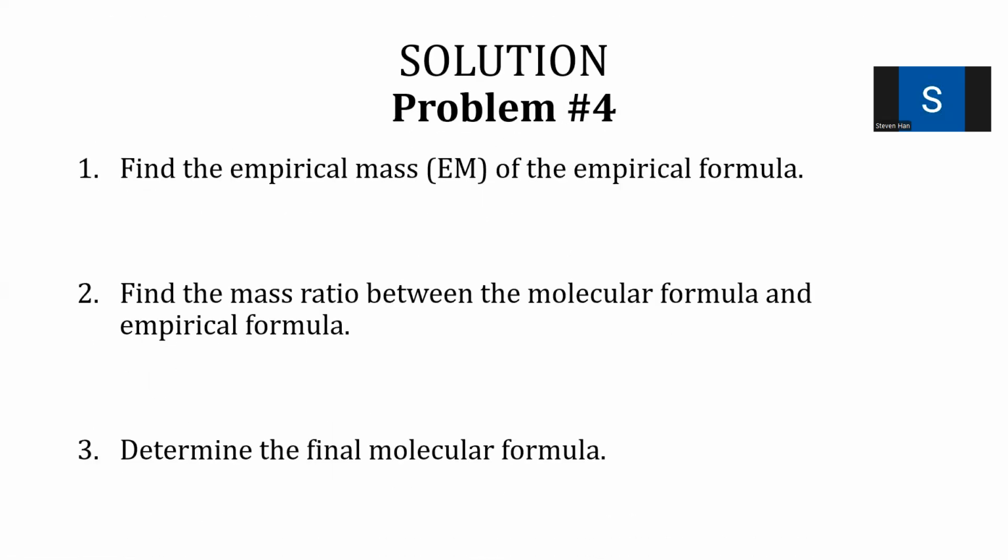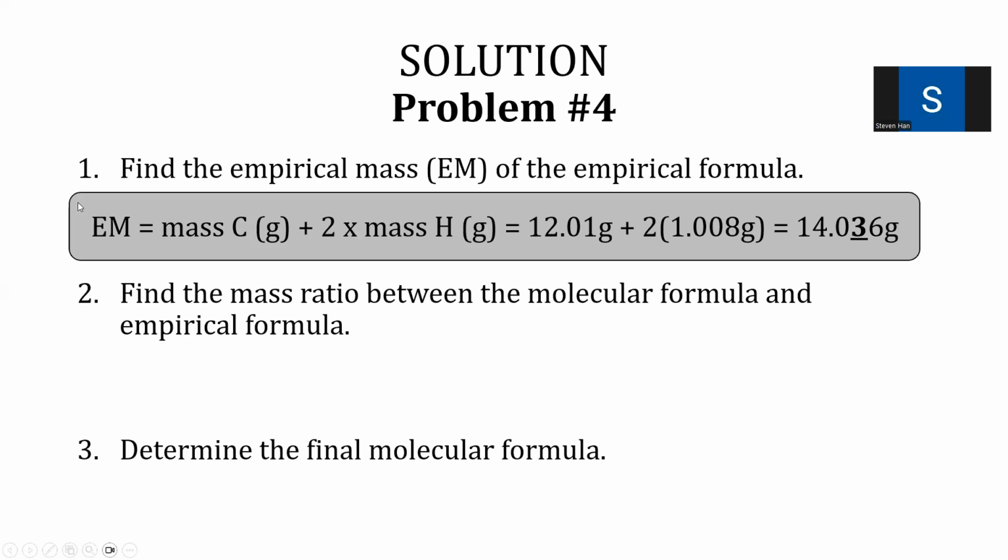First, finding the empirical mass of the empirical formula is done by adding the atomic mass of carbon and hydrogen respectively. The atomic masses are 12.01 grams per mole for carbon and 1.008 grams per mole for hydrogen for an empirical formula mass of 14.036 grams.